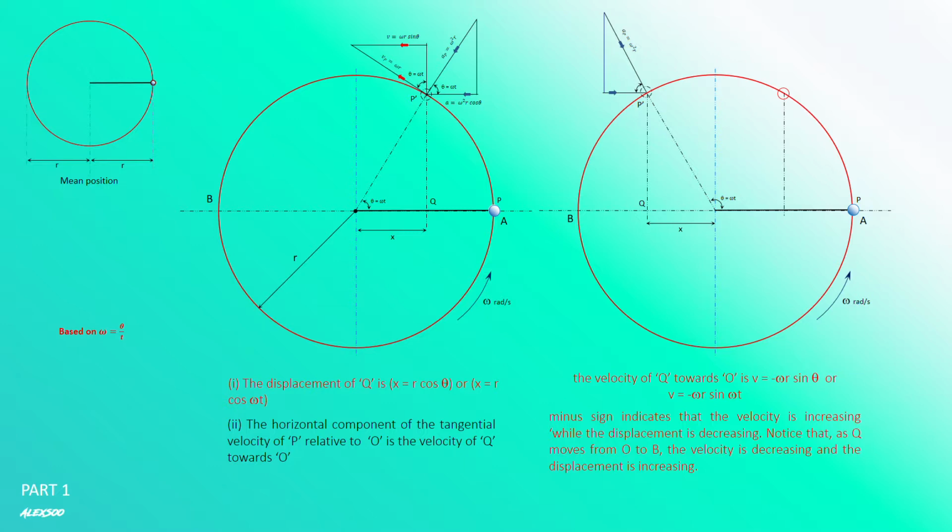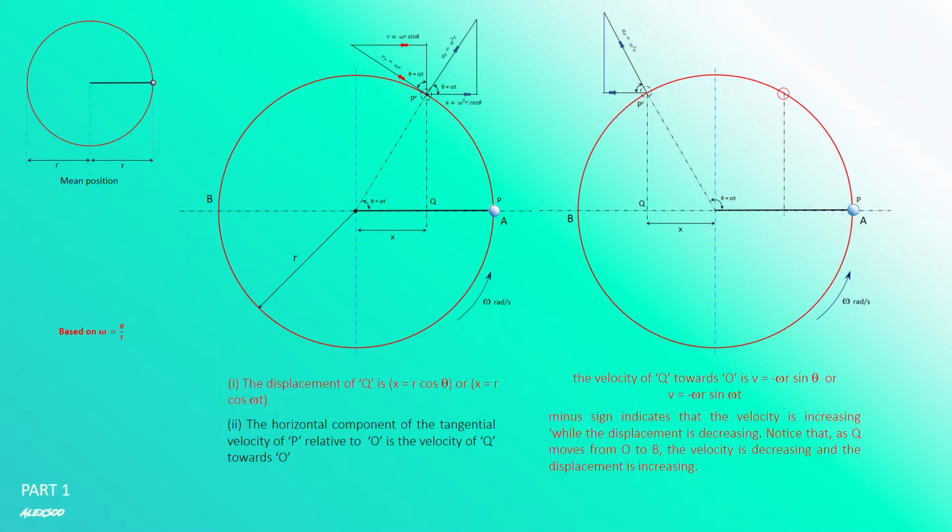That also represents the velocity of the blue particle moving from point A towards the mean position, towards point O. So that is given as negative omega r sine omega t, or sine theta. The minus sign indicates the velocity is increasing while the displacement is decreasing. So velocity will increase when displacement decreases.